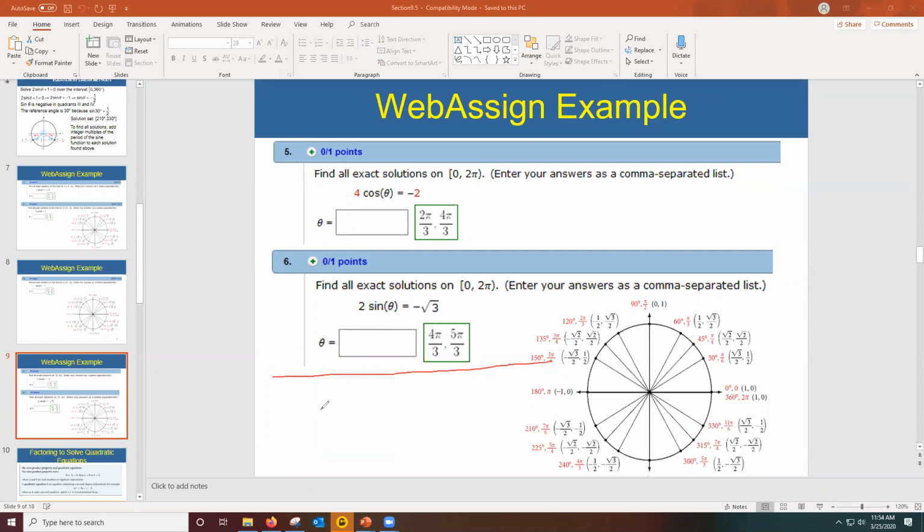Let me give you a quick example. How about if I said 10 sine theta equals 10? Well, for this example, I'd want to get sine theta all by itself, so I'm going to divide both sides by 10. So that means sine theta equals 1.